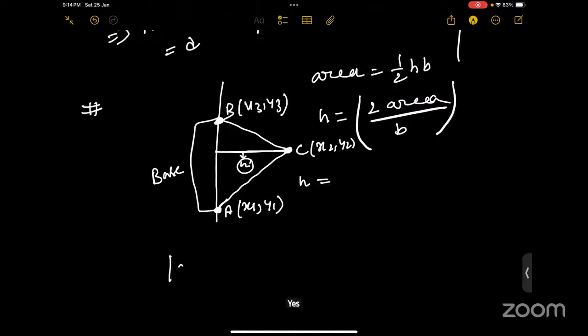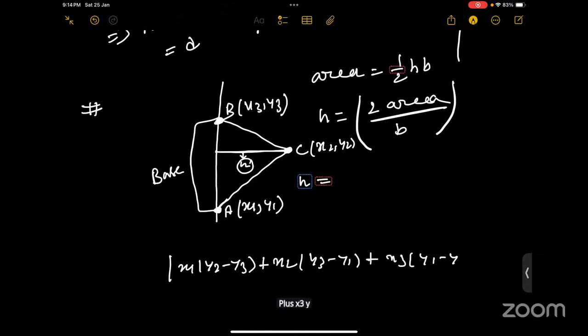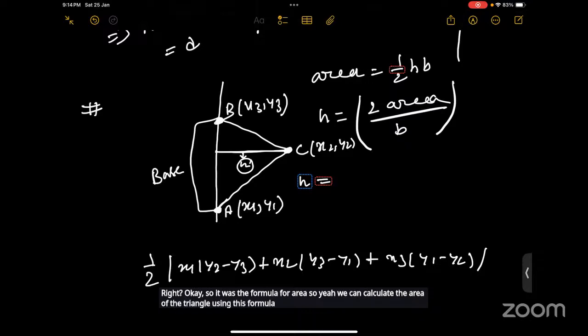Yes, ma'am. Using this: x1 times (y2 minus y3) plus x2 times (y3 minus y1) plus x3 times (y1 minus y2). This was the formula, right? Half of it, divided by half into it. Okay, half. So it was the formula for area. So we can calculate the area of the triangle using this formula, and we can calculate the base.